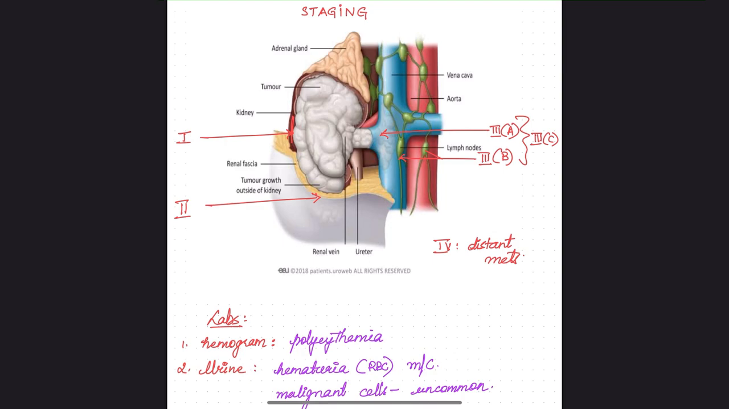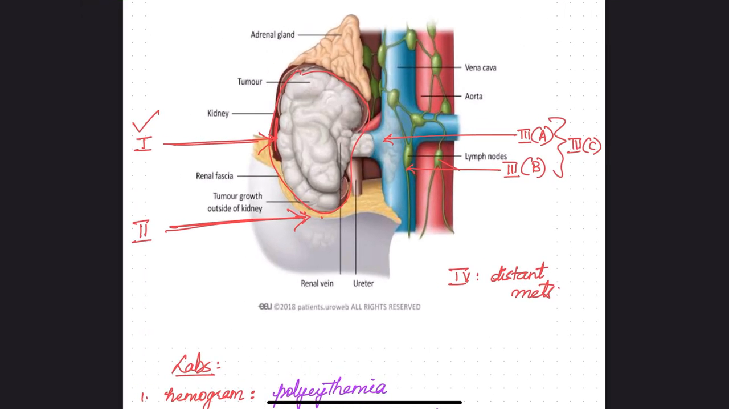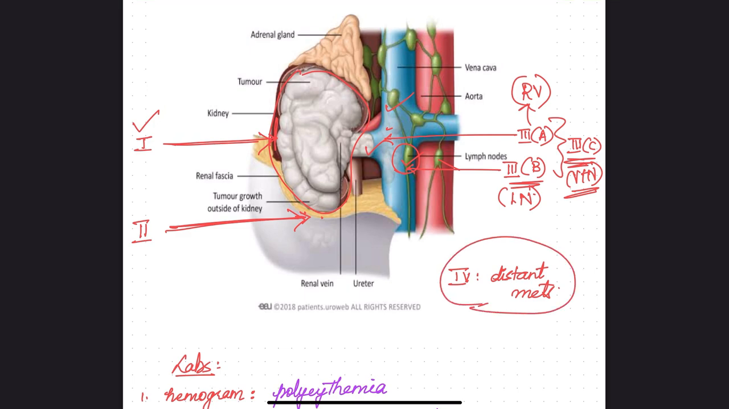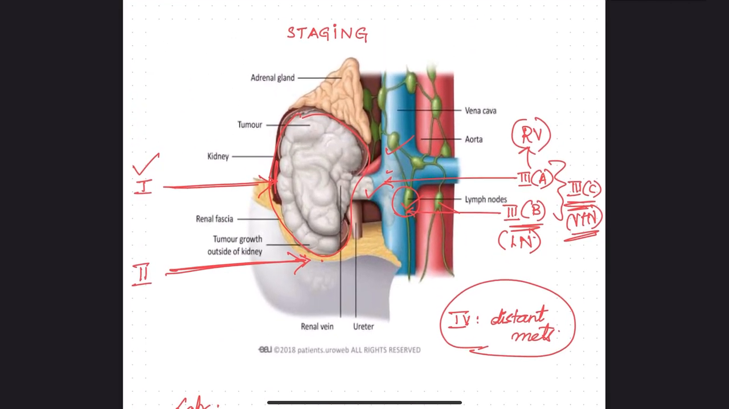Coming to the staging, stage 1 is when the tumor is confined within the capsule. Stage 2 is when it invades the surrounding tissue like perirenal fat and adrenal glands, that is, local spread. Stage 3 has three variants. Stage 3A is invasion into the renal vein or the IVC. 3B is when the lymph nodes are involved. When both the vein and lymph nodes are involved, that is 3C. Distant mets are stage 4, the last stage. This is about the staging of RCC.